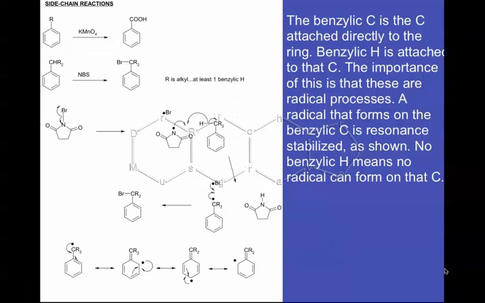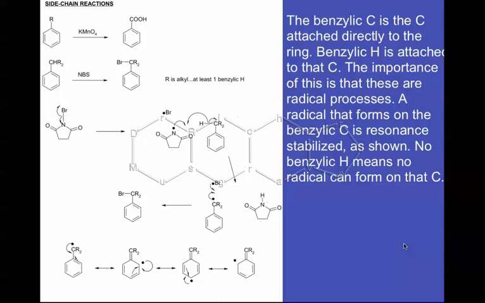I'd like to talk about some side chain reactions, and both of these side chain reactions are considered to be radical processes. That is, they're processes that are based on movements of single electrons. Both of these depend upon the presence of a benzylic hydrogen.